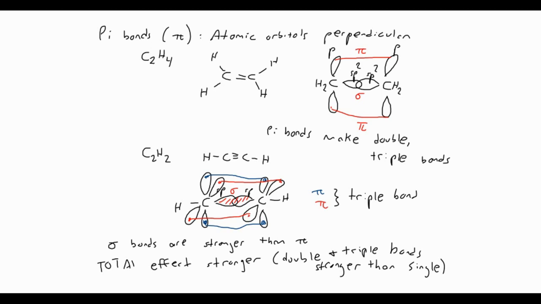The pi bonds themselves are weaker than sigma bonds because they involve less overlap, more kind of a gray area of overlap. But if you are adding pi bonds to a sigma bond, like you do in a double or triple bond, they will be much stronger than single bonds.